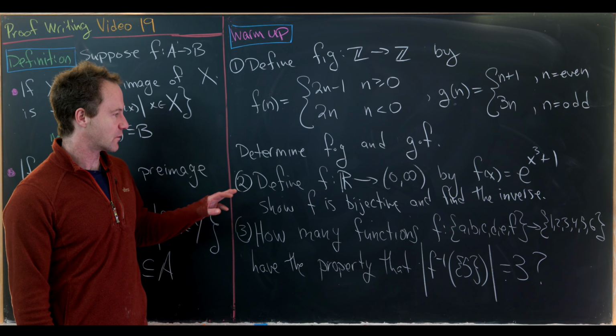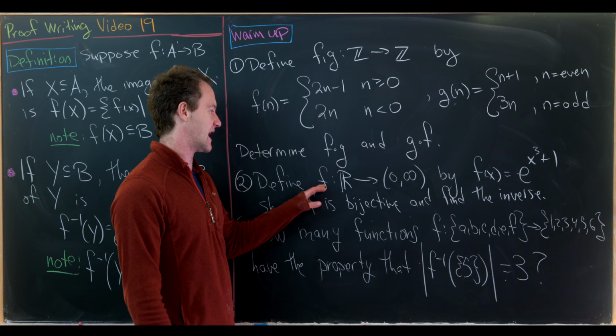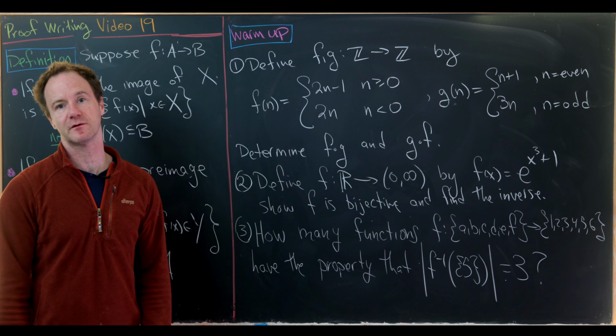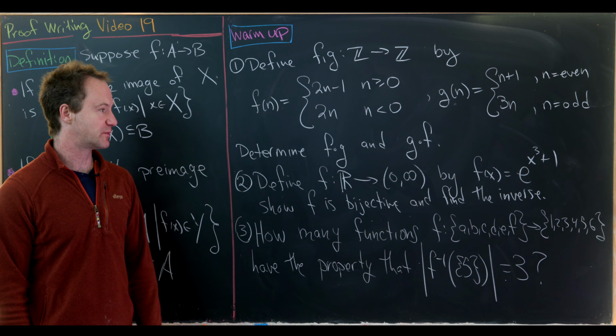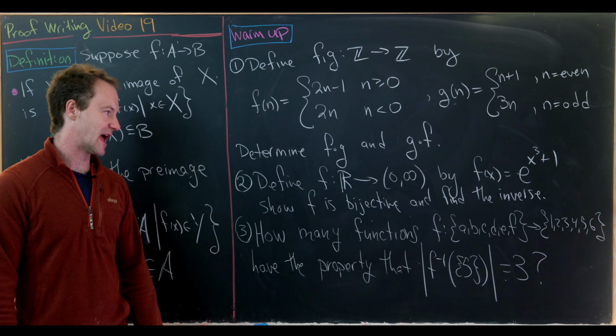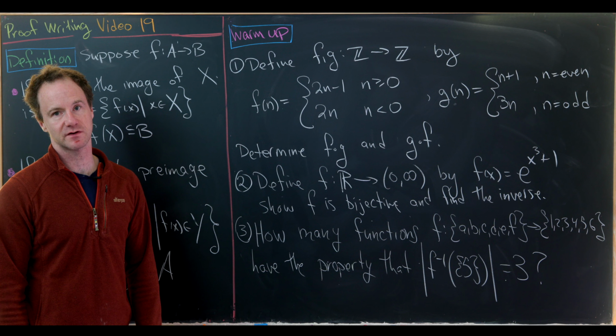So for the second one, let's define this function f from R to the open interval from 0 to infinity by f of x equals e to the x cubed plus 1. So let's show that f is bijective and find its inverse.